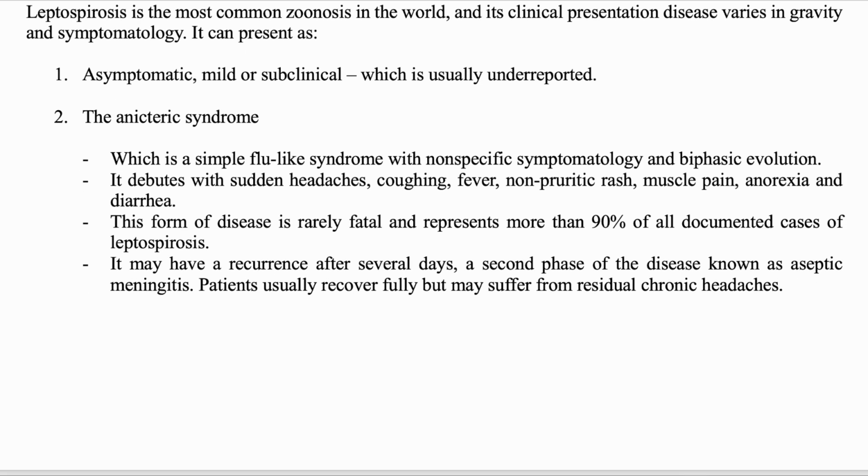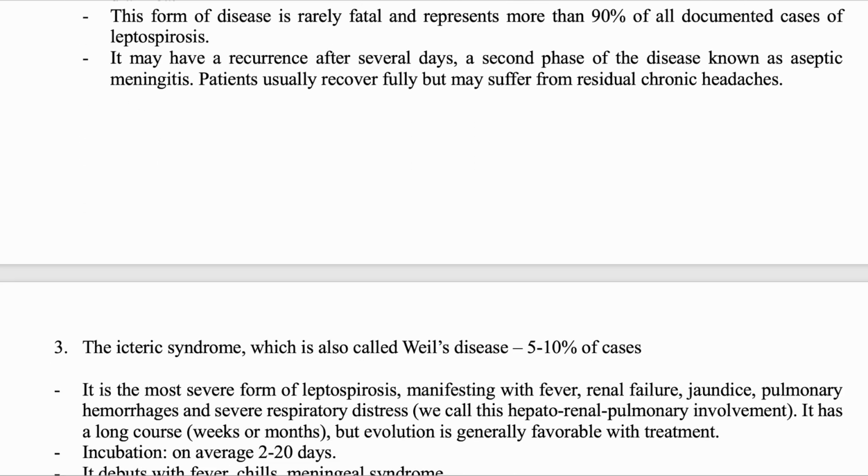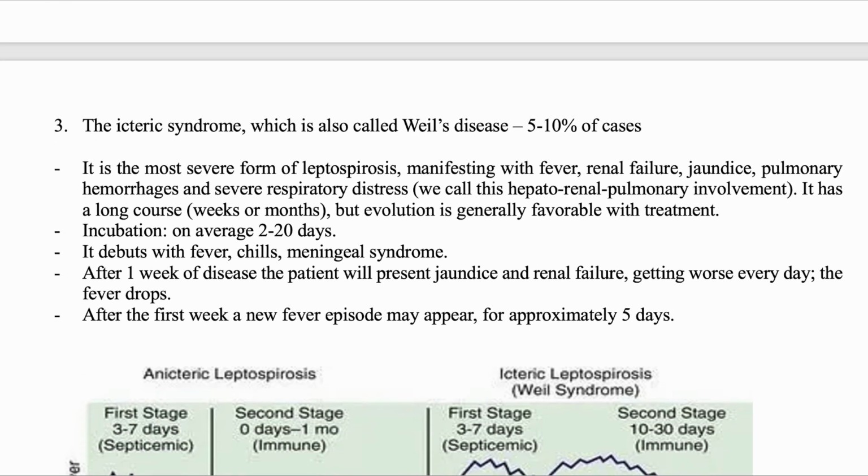The second one is the anicteric syndrome, which is a simple flu-like syndrome with non-specific symptomatology and biphasic evolution. It debuts with sudden headaches, coughing, fever, non-pruritic rash, muscle pain, anorexia, and diarrhea. This form of disease is rarely fatal and represents more than 90% of all documented cases of leptospirosis. It may have a recurrence after several days, a second phase of the disease known as aseptic meningitis. Patients usually recover fully but may suffer from residual chronic headaches.